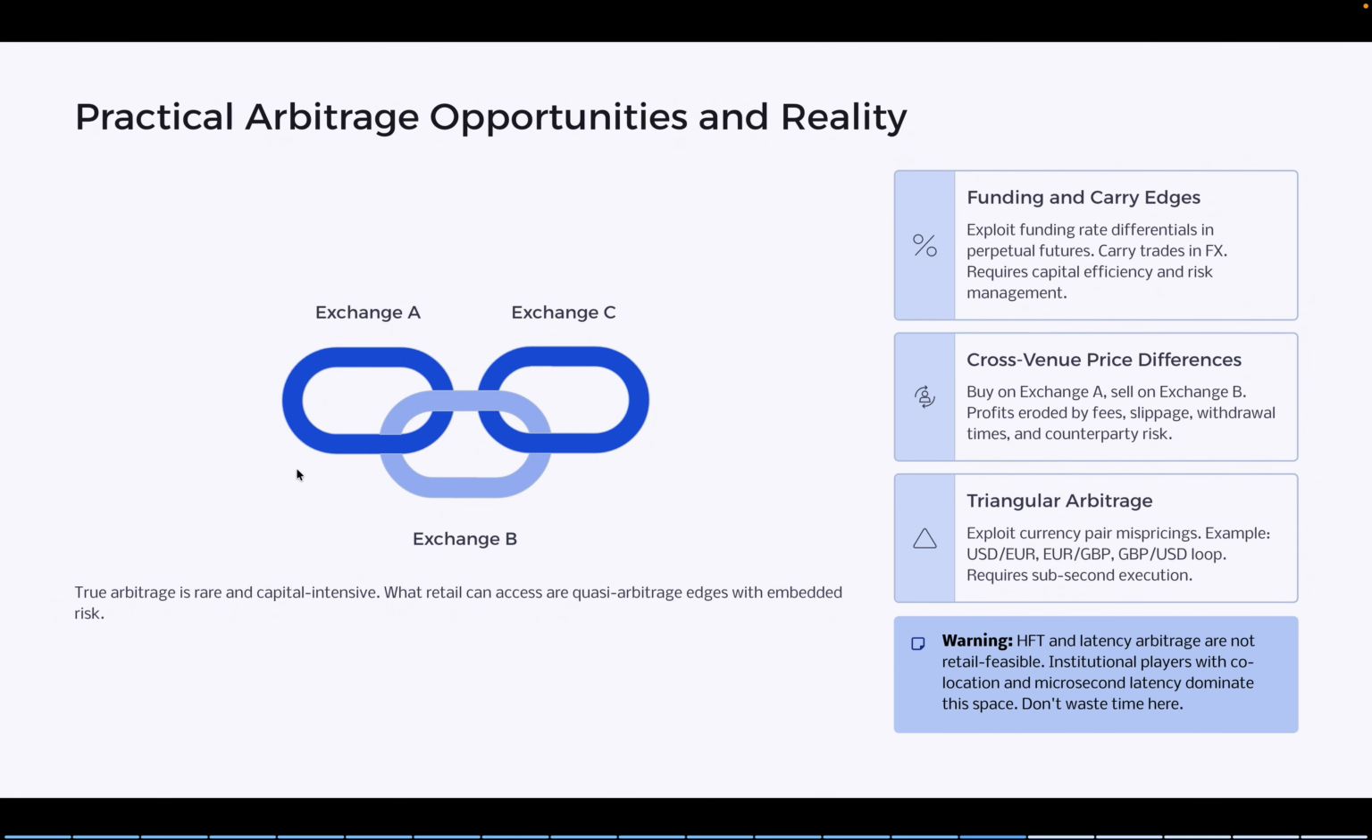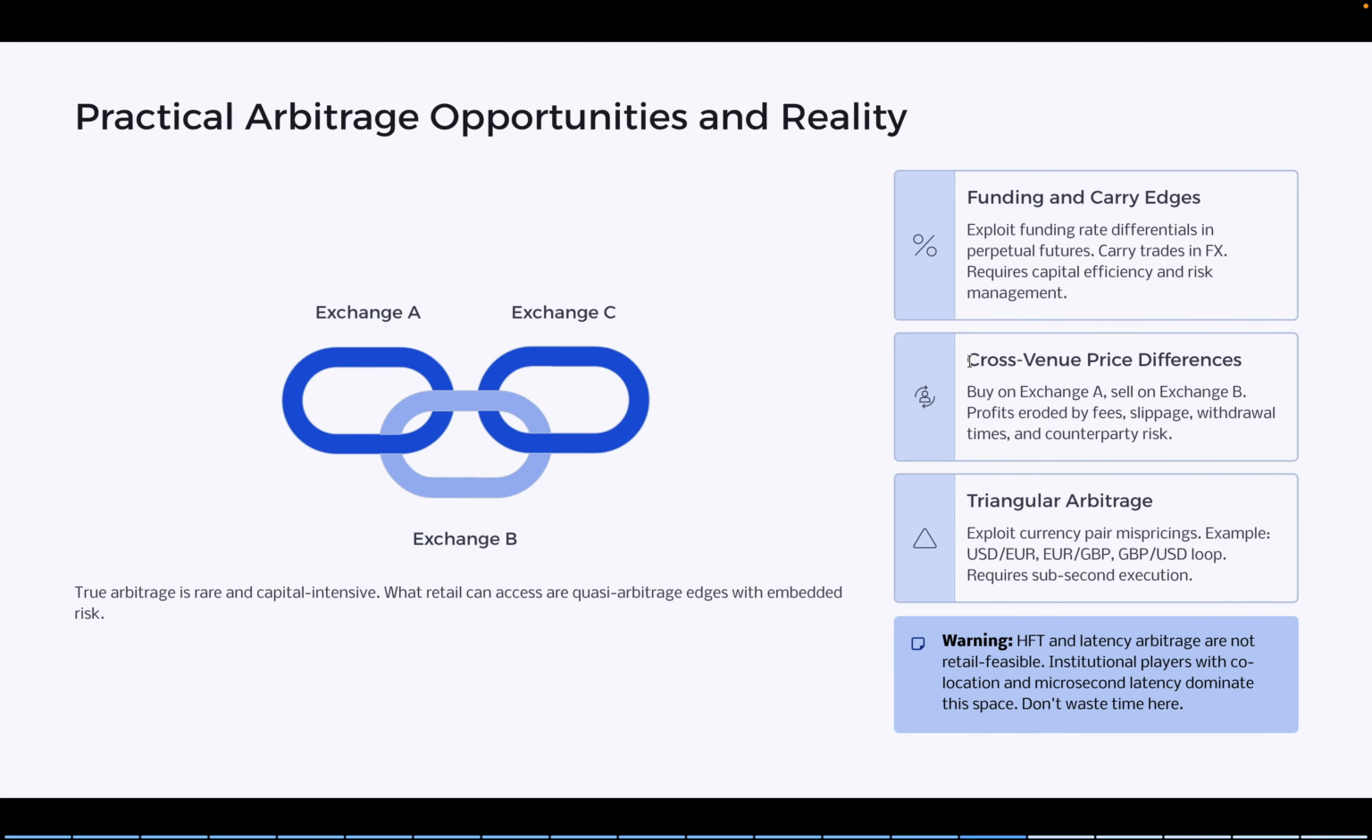Okay, so true arbitrage is extremely rare and capital intensive. What retail can access are arbitrage edges with embedded risk, which are over here. So funding and carry edges. For example, you can exploit funding rate differentials in perpetual futures, which exist only in cryptocurrencies, or you can also do carry trades in forex. It requires a good amount of capital to make a good amount of money, and it also requires risk management.